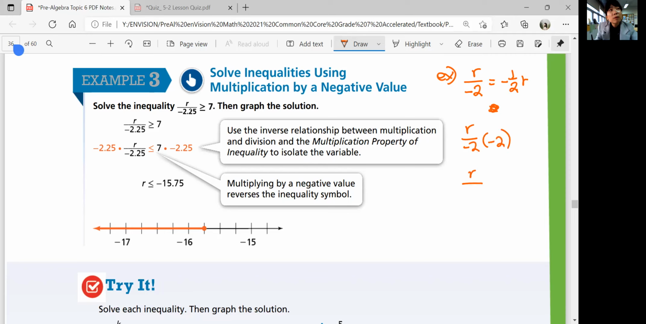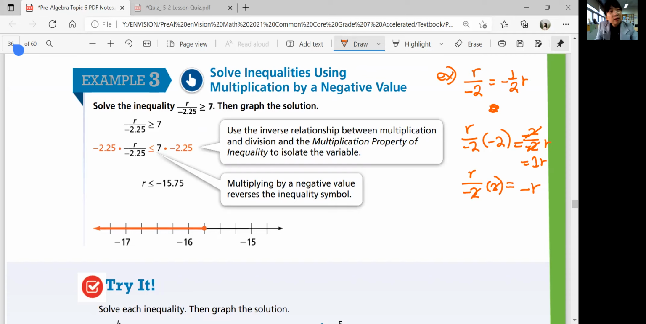Because if you multiply by positive 2, what happens? You still get a negative R. You don't want negative R. So by multiplying by negative 2, you get negative 2 over negative 2 R, which is just 1R. Okay, so that's why we're going to multiply with the same number as the denominator to get just positive 1R.